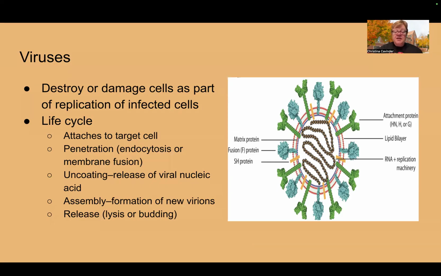But they have a life cycle. So the virus will attach to the cell wall and it penetrates the cell wall by endocytosis or membrane fusion. And then it releases its genetic material into the cell. And then the cell will replicate that and make more viruses. And you have a whole bunch of virions, a whole bunch of them. And then there are so many that the cell ruptures and more viruses are released. They can be released through lysis, which is breaking down the cell wall, or budding, coming out of the cell wall.